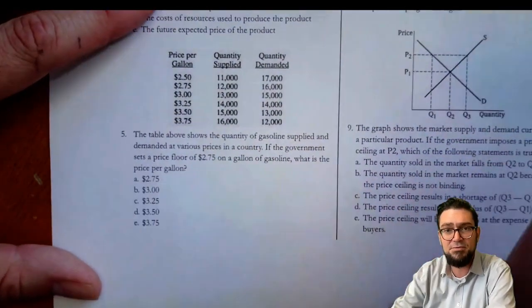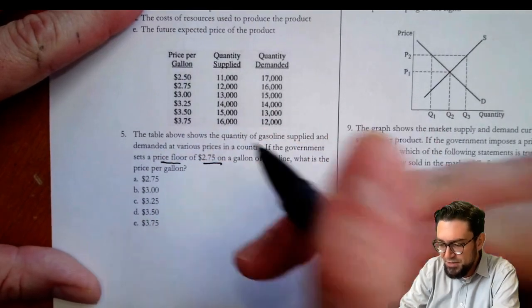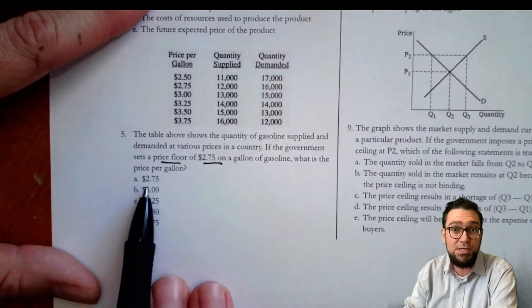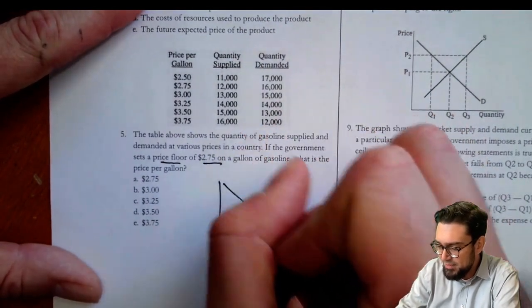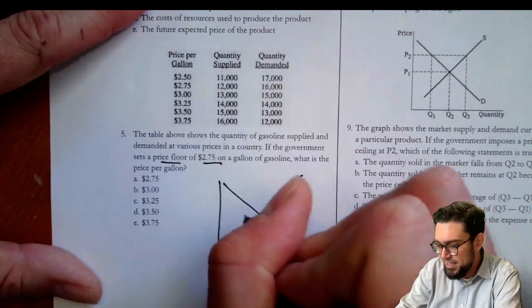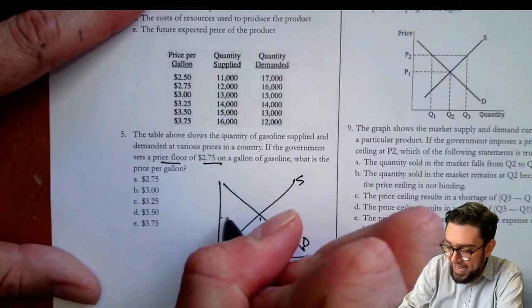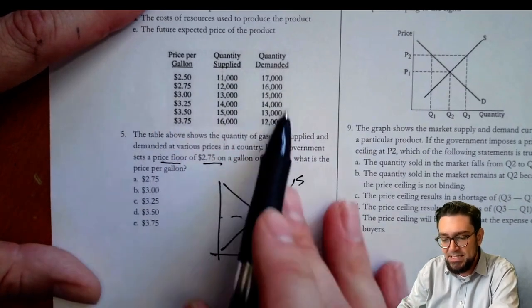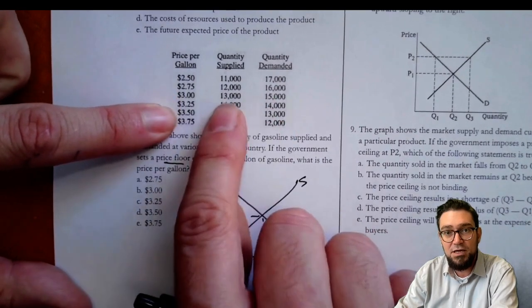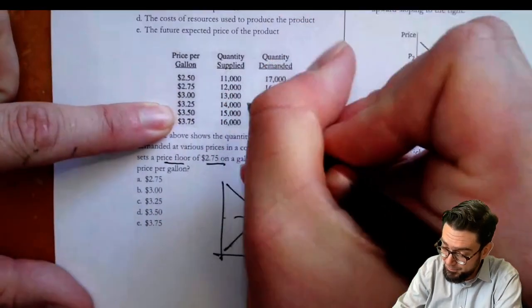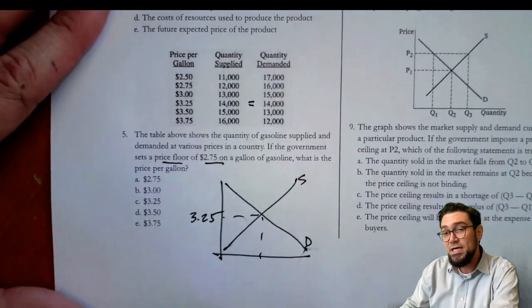Number 5, the table above shows quantity of gasoline supplied and demanded. If they put a price floor at $2.75, what's the outcome? Now, a lot of students would immediately say $2.75, but you're missing something important. In a normal supply and demand graph, the quantity supplied and the quantity demanded are equal to each other at the same price. So in this table, look and see, well, at $2.50, no, they're not the same. $2.75, no. $3.25, they are the same. So these values are the same.